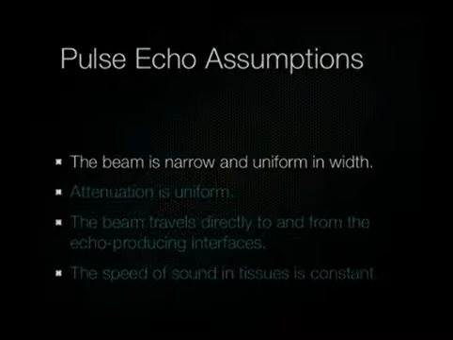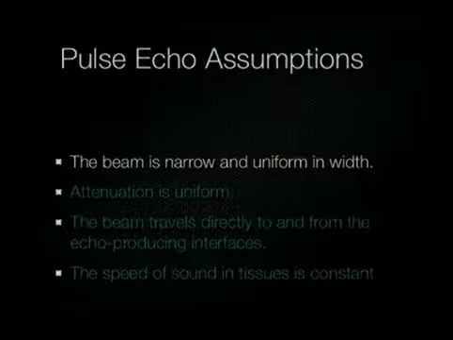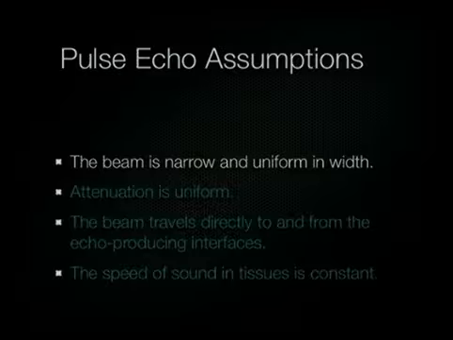The first assumption is that the ultrasound beam is narrow and uniform in width. As we saw in the preceding slides, the lateral resolution in fact is not uniform. It may be quite large or poor near the transducer and far away from the transducer, and is optimal only in the focal zone.